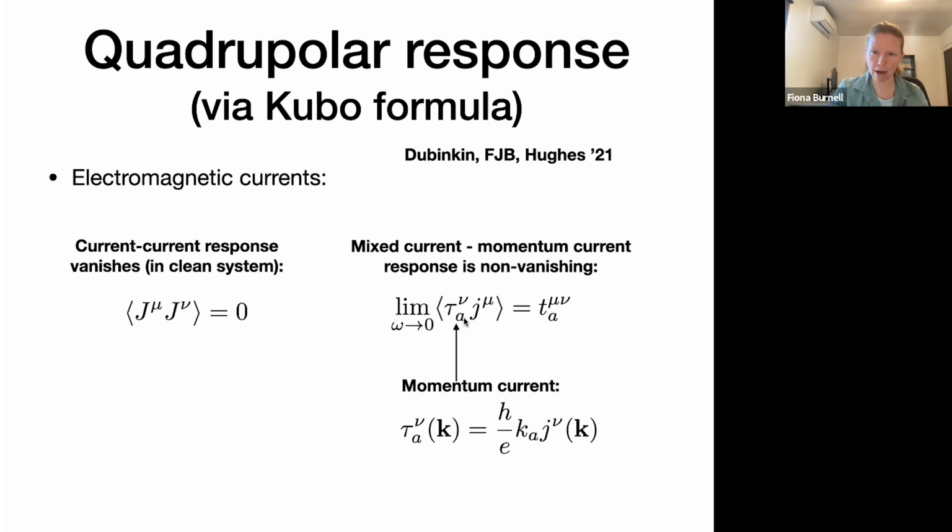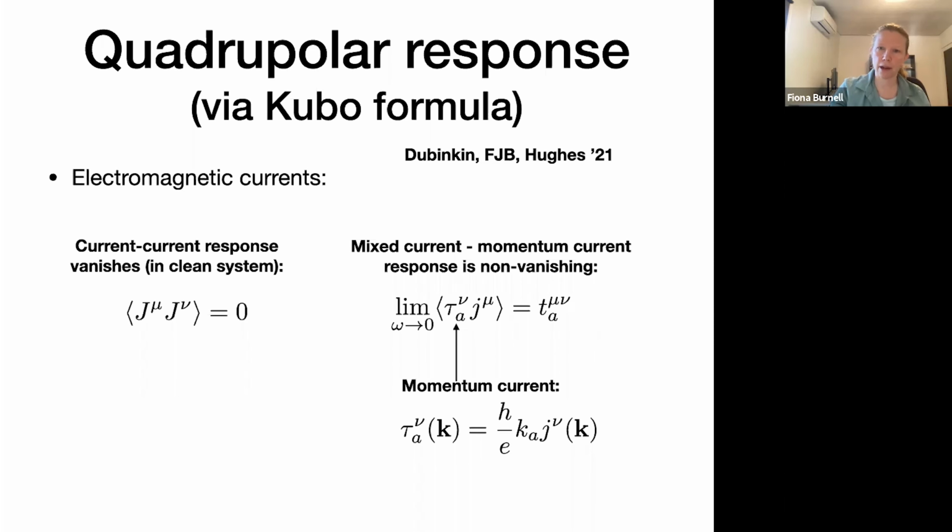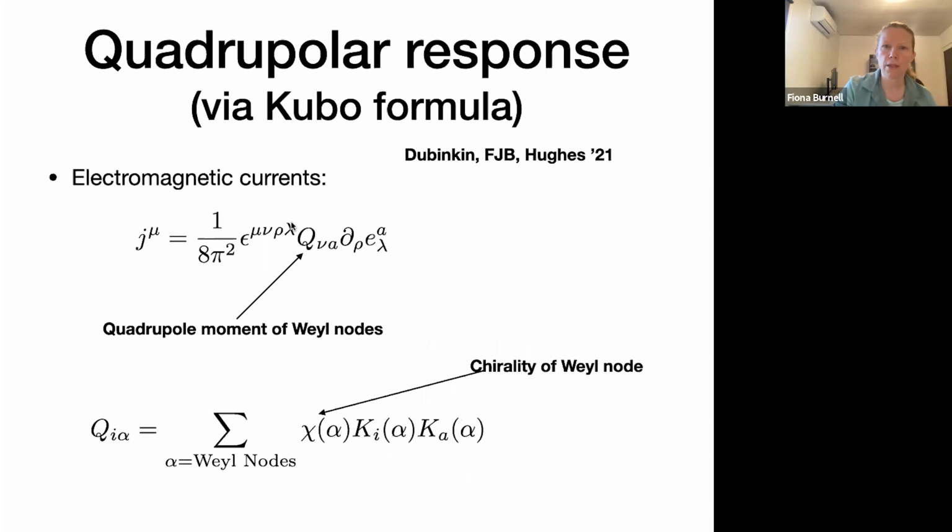This tau nu A, I literally obtain from my band model by taking the nth component of the electromagnetic current, dividing it by E and multiplying it by K in the 8th direction, at whatever value of K I'm evaluating this. And so this is something you can just compute using a Kubo formula, and you find that these coefficients are not vanishing. I forgot to put the exact formula, but these tau mu's are proportional to the quadrupole moment of your bulk Weyl nodes.